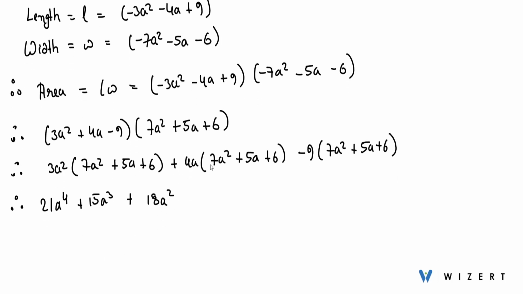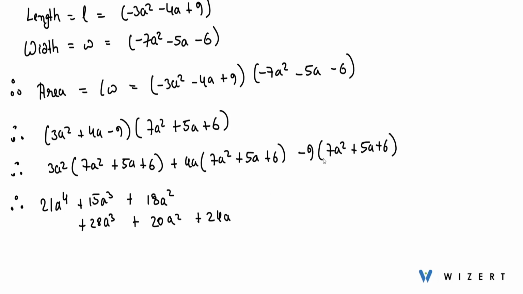So here we are getting 28a cube, so write it beneath 15a cube. Then 4a multiplied by 5a will become 20a square, so write it beneath 18a square, and then we have 6 multiplied by 4a, which is 24a. Since there was no previous term having the index of a as 1, we will write it separately over here. Now let's move to the last pair of brackets.